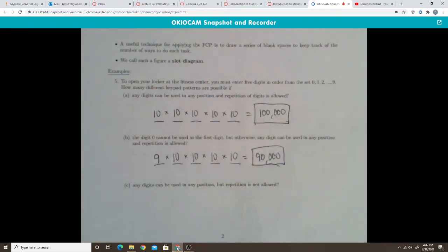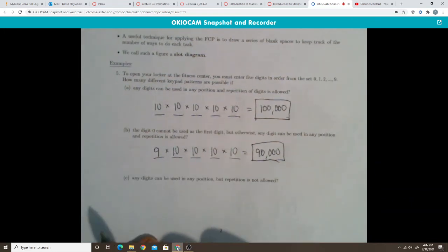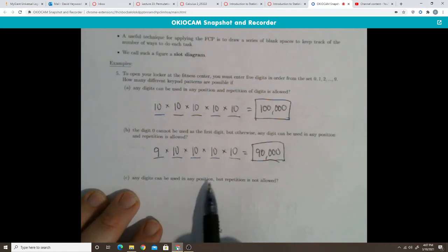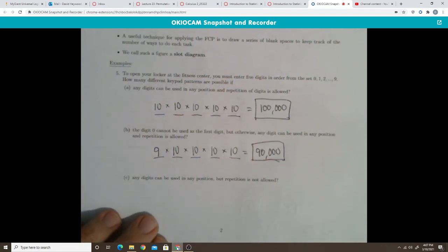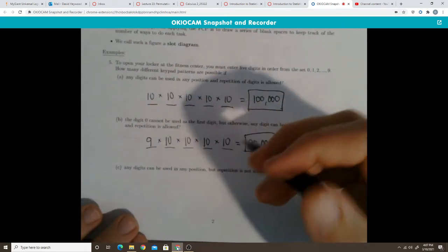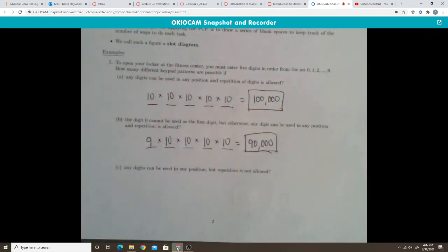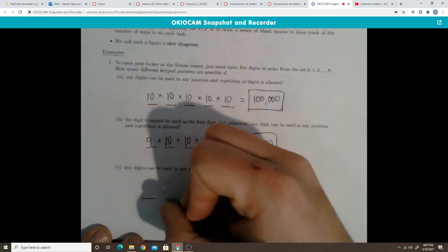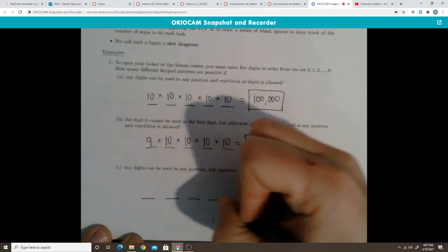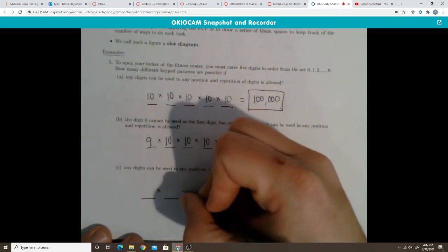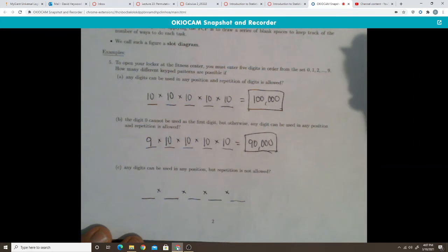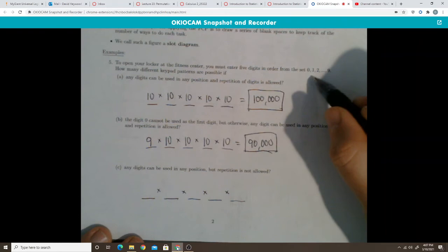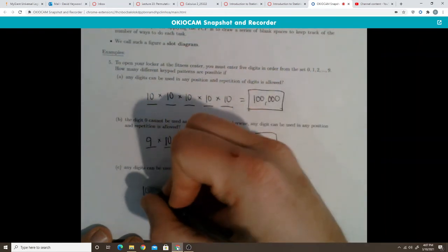Okay. And then one more. So again, same scenario, but this time any digits can be used in any position, but repetition is not allowed. So once you use like the number 7, you can't use the number 7 again in your 5-digit code. Let's think this through. So for the first digit, any digits can be used in any position. So you can use any of these numbers, 0 through 9. So that's 10 possibilities there.